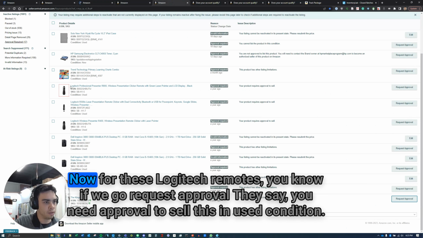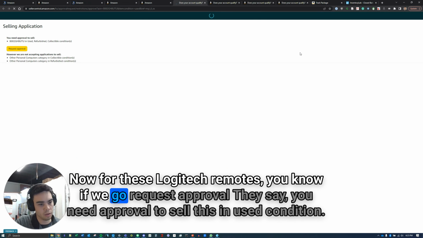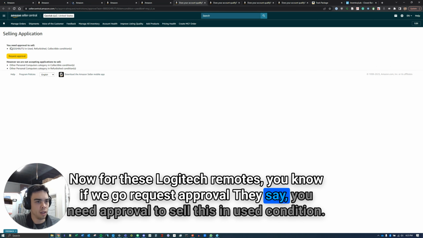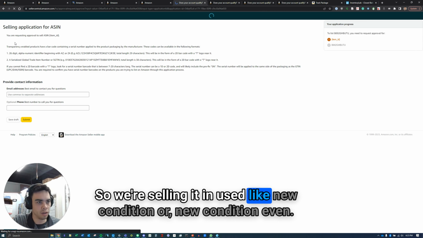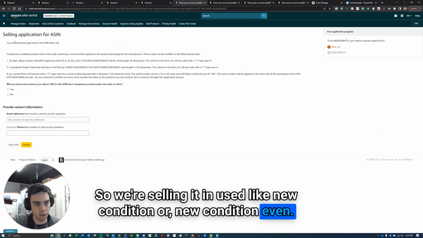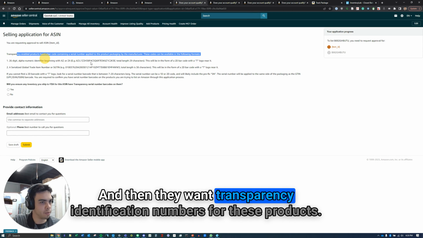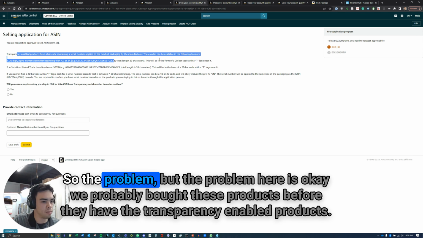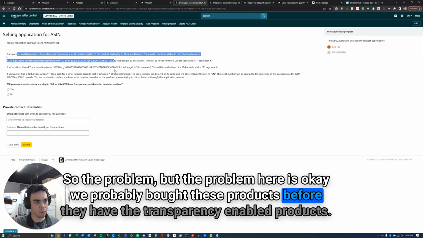Okay. Now for these Logitech remotes, if we go request approval, they say you need approval to sell this in used condition. So we're selling it in used like new condition, or new condition even. And then they want transparency identification numbers for these products. So the problem here is, okay, we probably bought these products before they had the transparency enabled products.